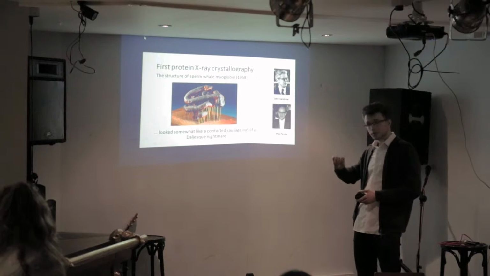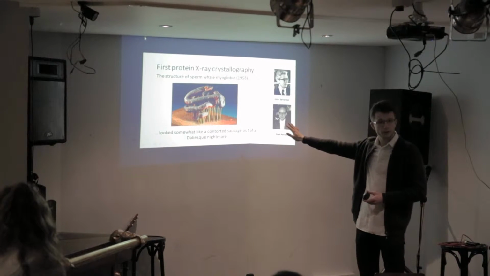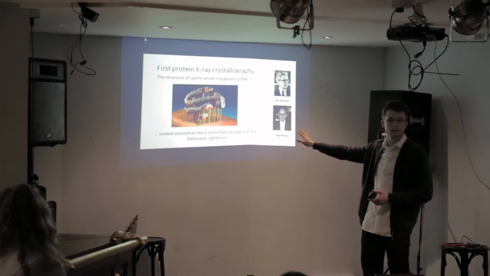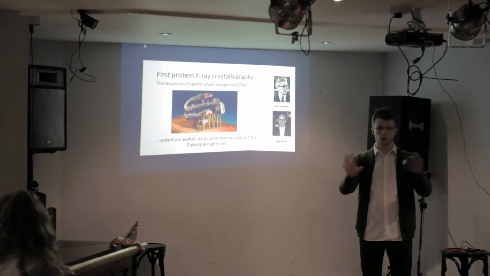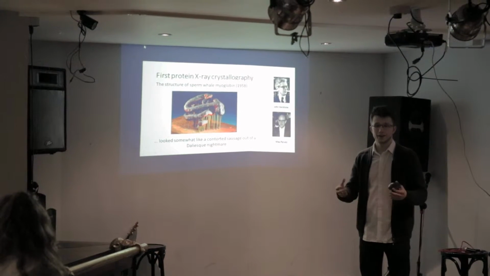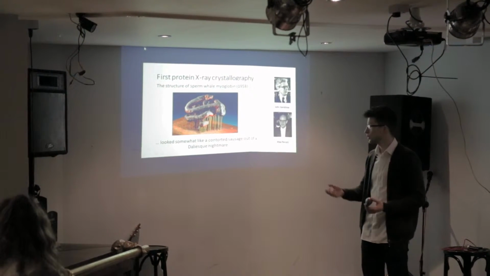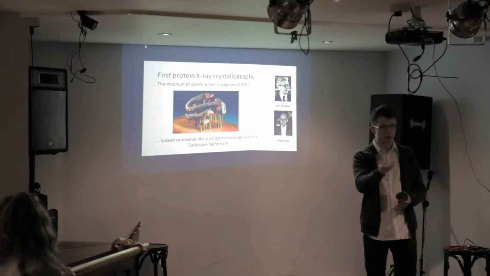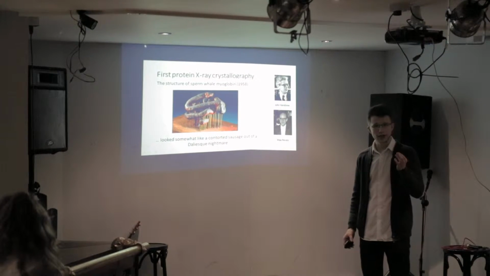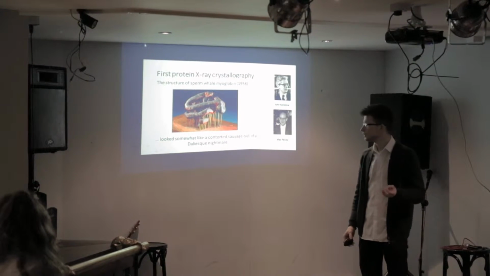At that time, they built a small model, and the structure of the time looked like that. It looked kind of like a contorted sausage. It wasn't really accurate. As you can see from the model, you can see the general shape of the molecule, but you can't see actual atomistic detail of the protein.